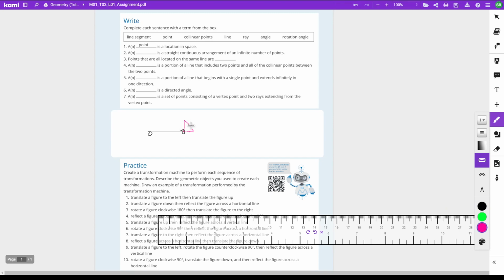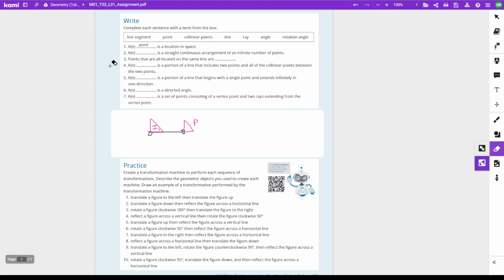All right, so we draw something like that, call that our pre-image, and we're translating it to the left. So our final image would look something like this. Call that our image 1, right? Now that's not all it says. It says then you need to translate the figure upwards.